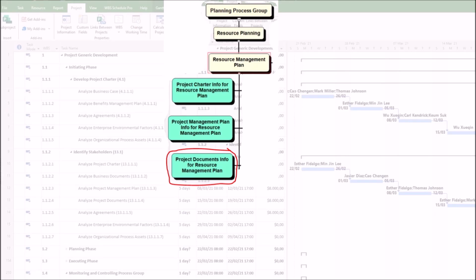Sixth, cost estimates is important because the budget for resources, both human and material, is a major constraint. You cannot plan for resources you cannot afford. Seventh, stakeholder register identifies stakeholders who may influence resource planning, such as functional managers who supply team members, vendors, and unions, or who must be consulted on resource decisions. Eighth, lessons learned register provides historical information on effective resource management strategies, team structures, and issues encountered on past projects.